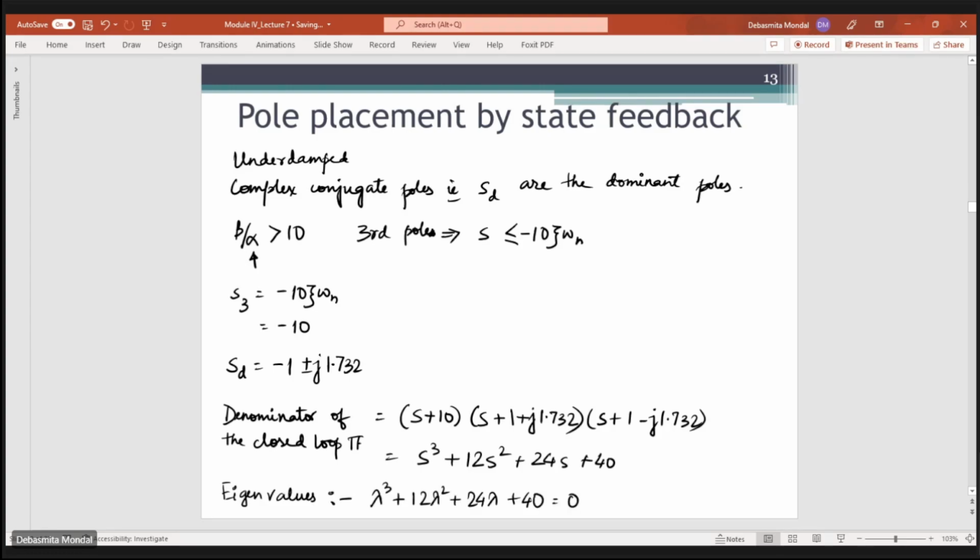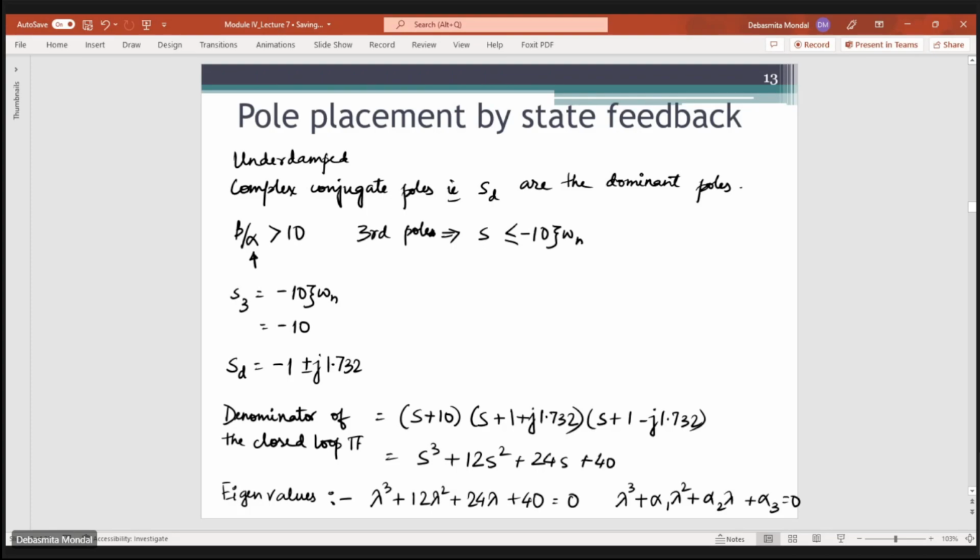And you can also express this in the general form: lambda cube plus alpha 1 lambda square plus alpha 2 lambda plus alpha 3 equals 0. So that means you can find out the values of alpha 1, alpha 2 and alpha 3. In order to find the value of Kc, we also need to know the values of A1, A2, A3.